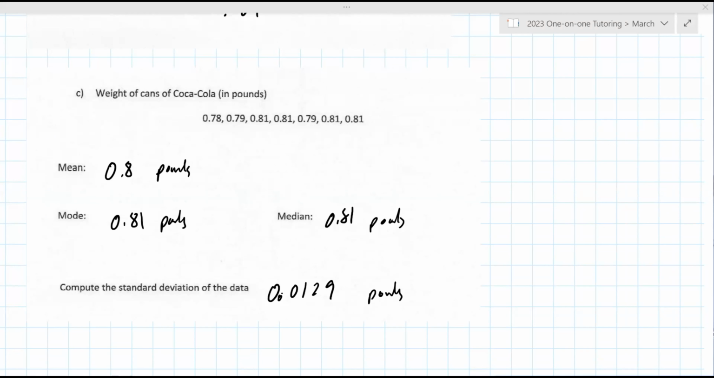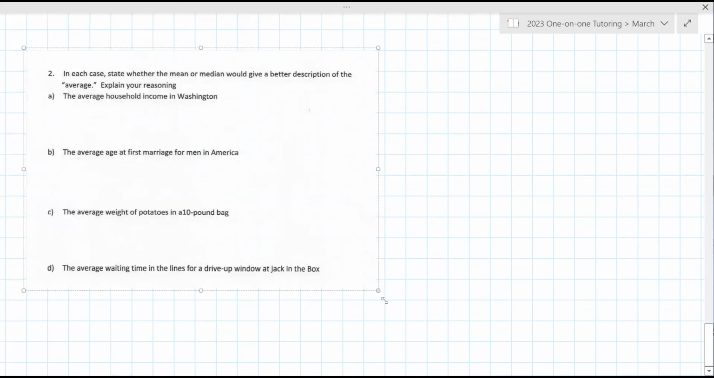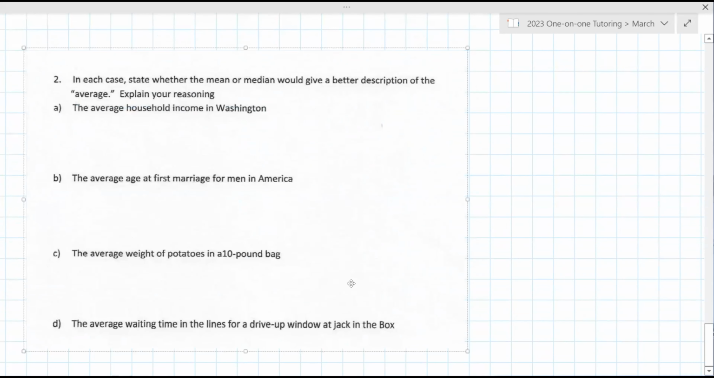0.0129. Okay. Got it. Okay. All right, so question 2. In each case, state whether the mean or median would give a better description of the average.